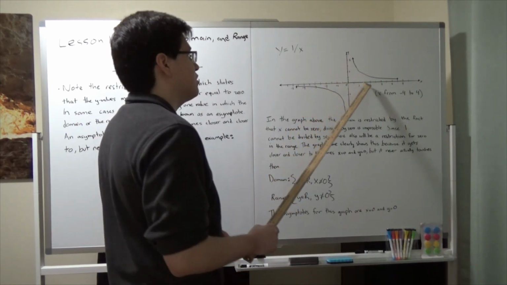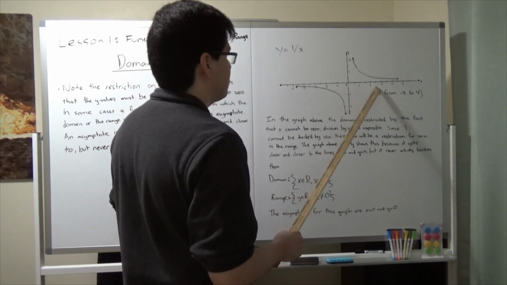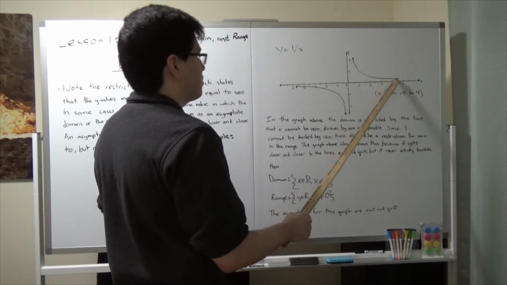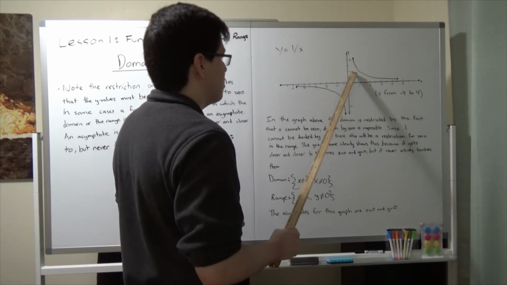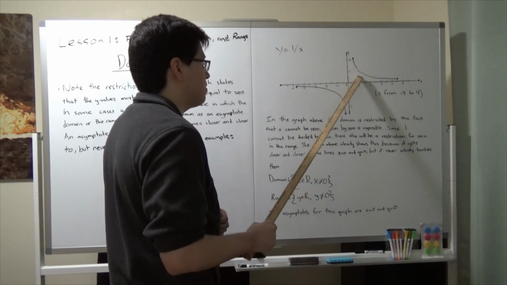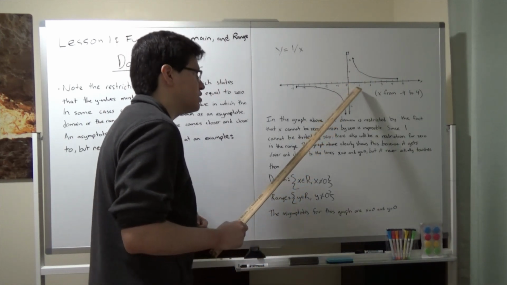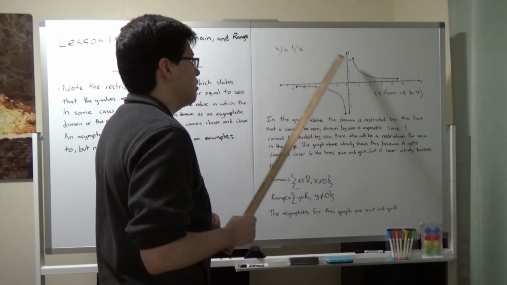You can see from the graph that y cannot be equal to 0 because as the x values go to positive and negative infinity, y gets closer and closer to 0, but it never actually touches it. Therefore, there's an asymptote at y equals 0.